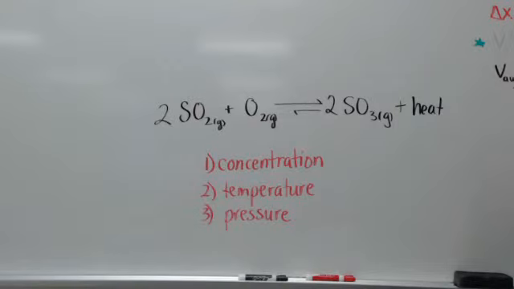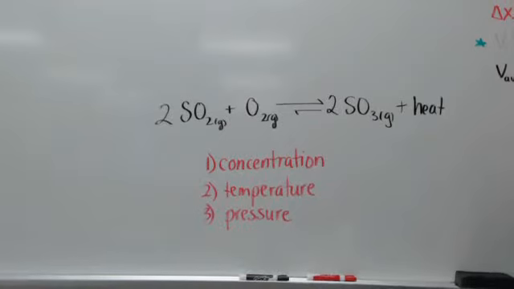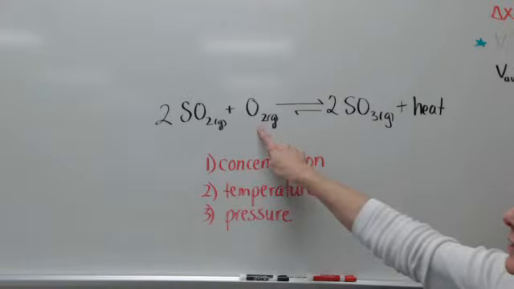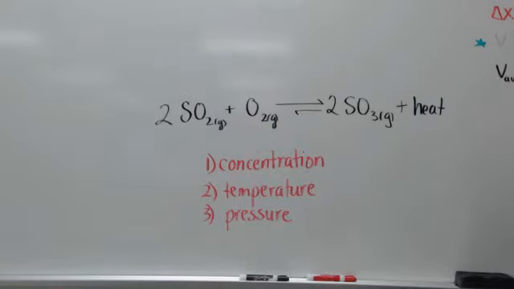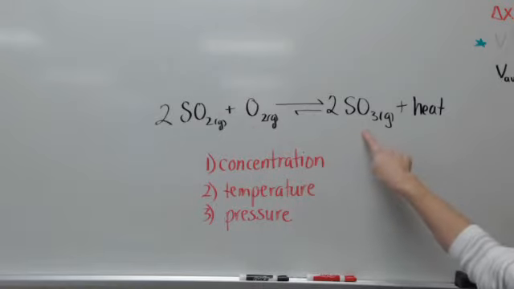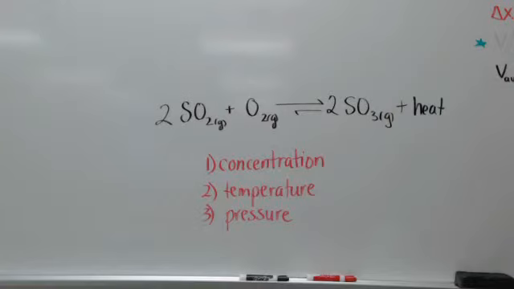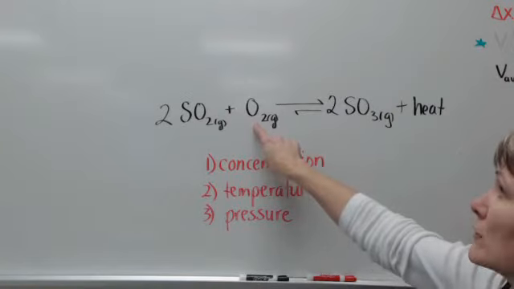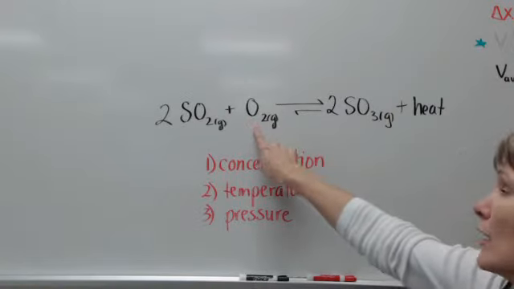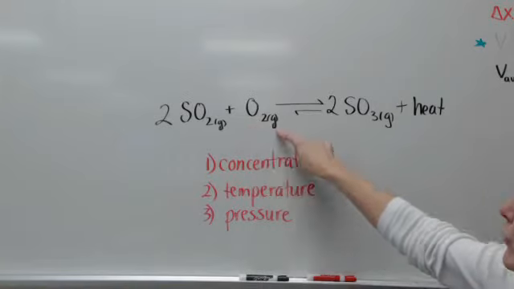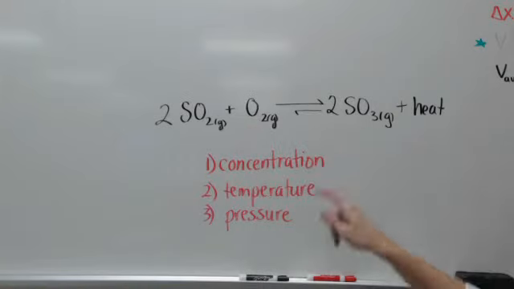Now, the first stressor we want to talk about is concentration. If I change equilibrium by adding more of a reactant, if I add more oxygen, I know that it's going to favor the forward reaction. Adding oxygen is a stress, and as you increase the amount of oxygen, that means I have more oxygen to convert to sulfur trioxide.